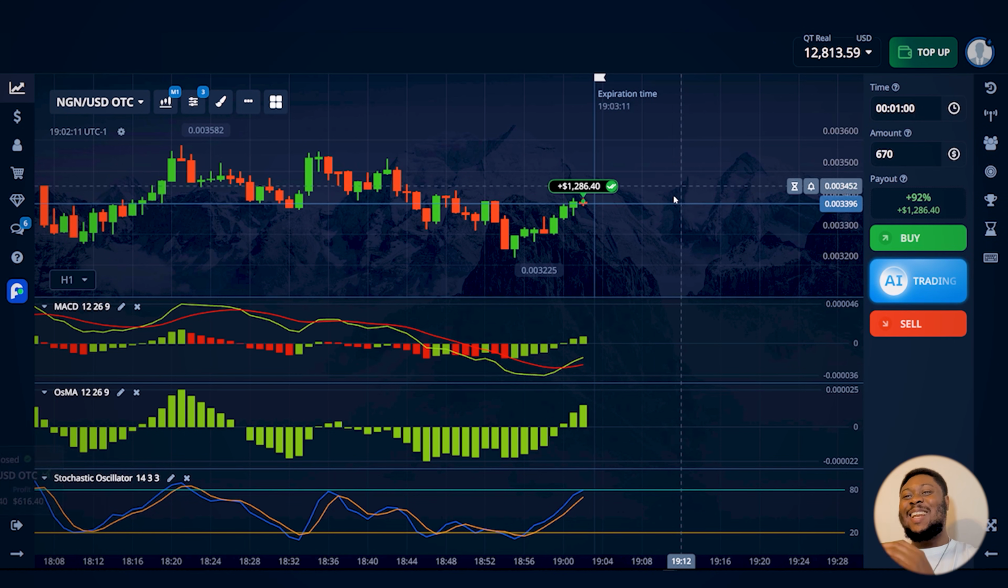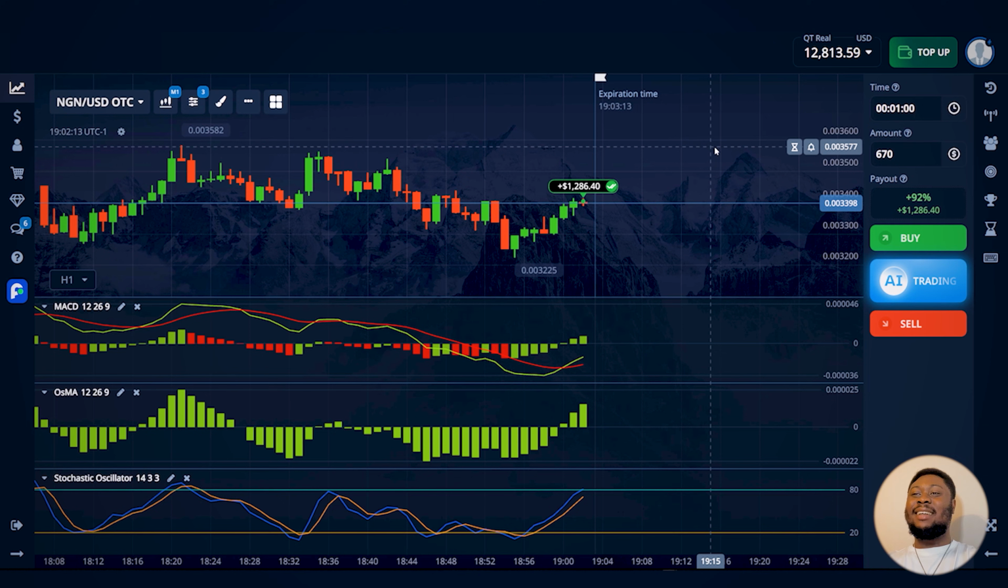Bingo! The last trade is profitable. I see that the account has an amount of $12,813. It turned out to be a great session. I was able to increase my capital a little.